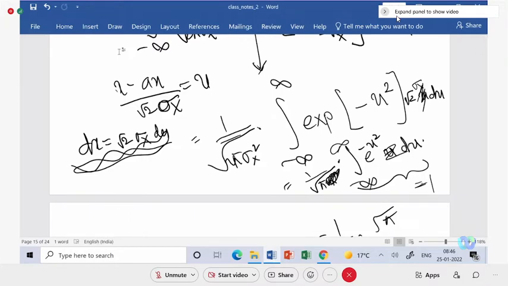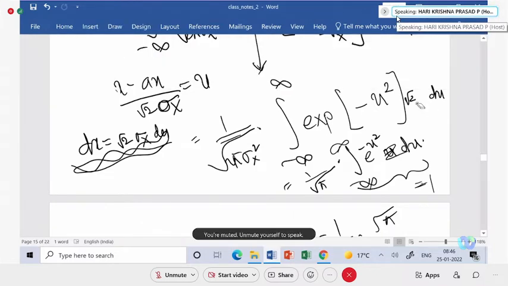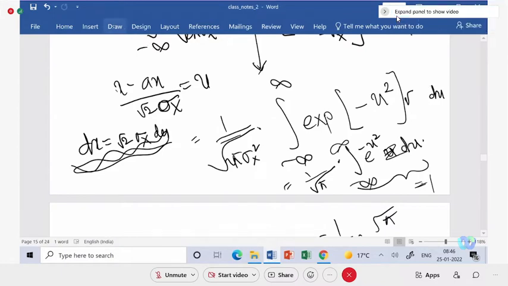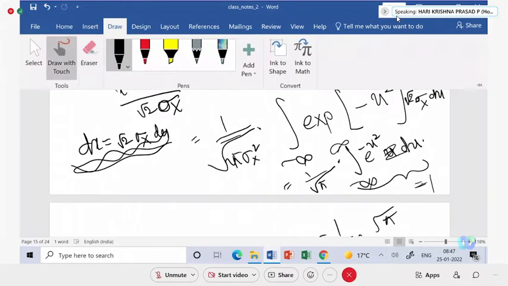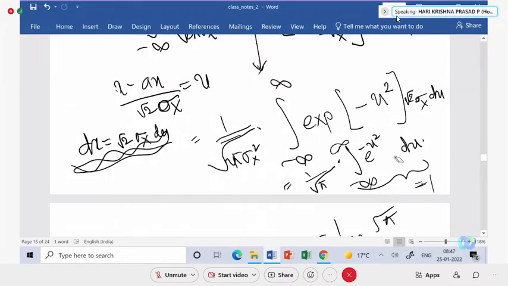Yes, this is right. So let me erase the extra things. This is not there. Then here also sigma x is there. 2 root 2 sigma x. So 1 by root pi. Now expressions are fine.